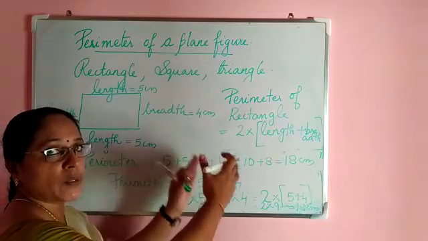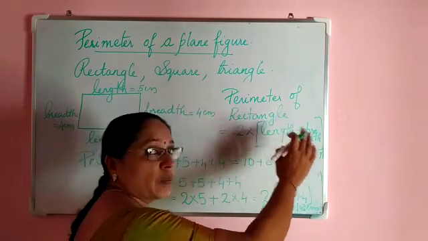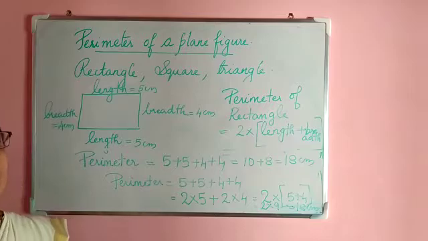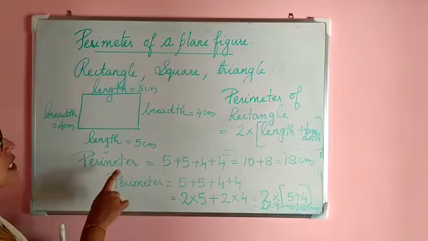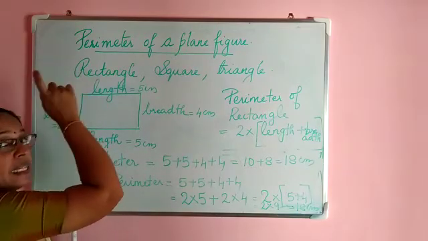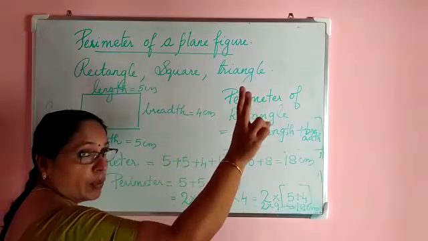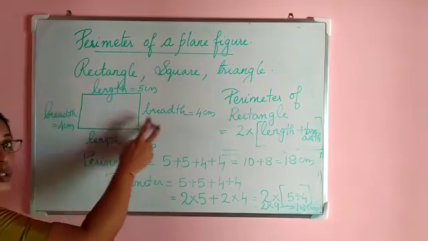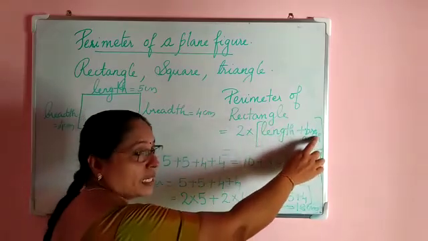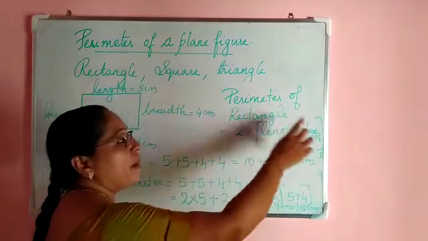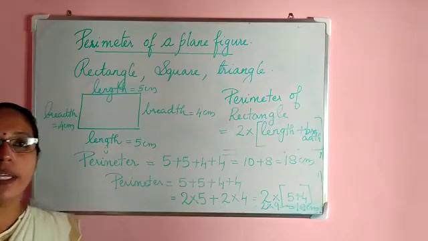Actually, it is by solving in this way: 5 plus 5 plus 4 plus 4. So 2 length and 2 breadth, that is 2 into bracket length plus breadth. So what is perimeter? Yes, perimeter is the distance around a plane figure. We have discussed the perimeter of the first plane figure, rectangle. Perimeter of rectangle is 2 length plus 2 breadth, which is written as 2 into bracket length plus breadth. Length can be written as L, breadth can be written as B. This is known as distributive property.